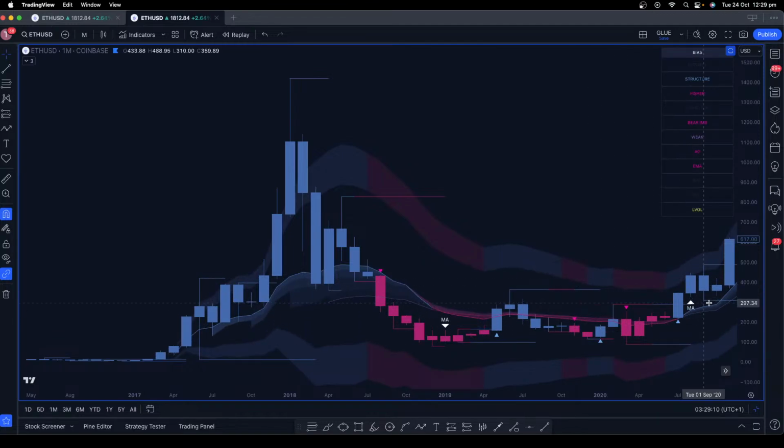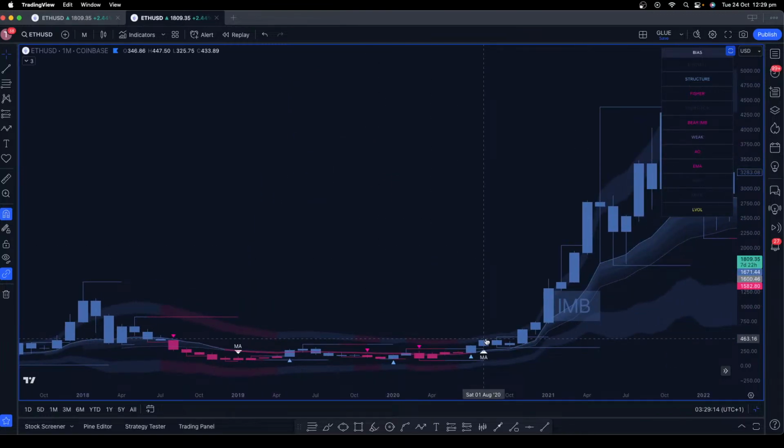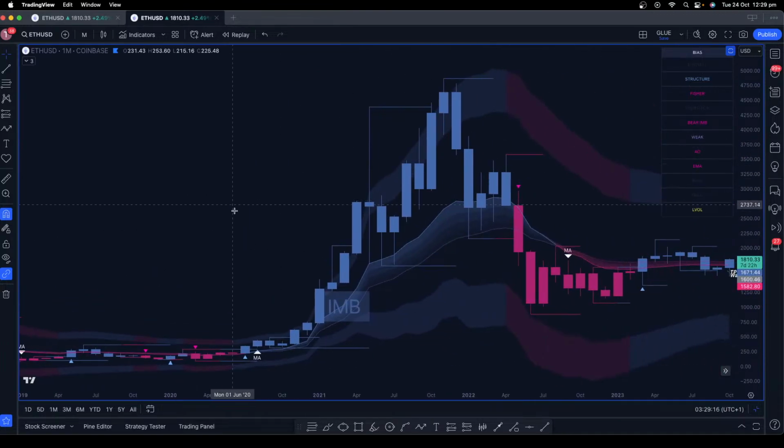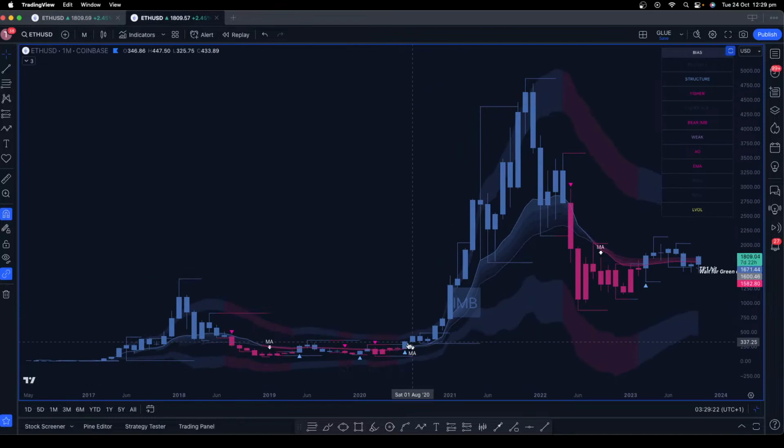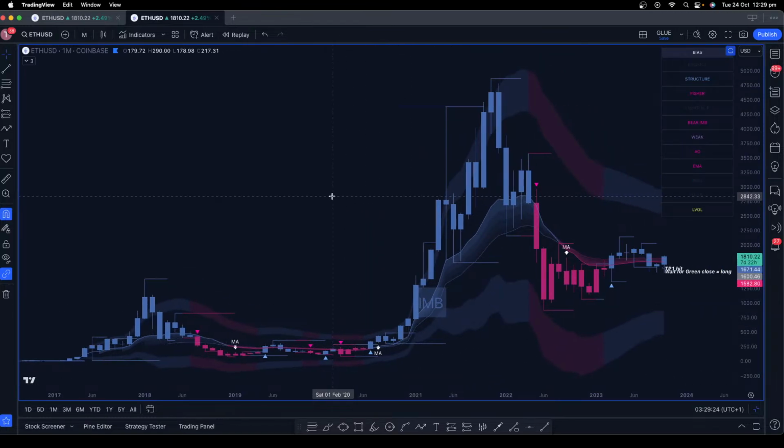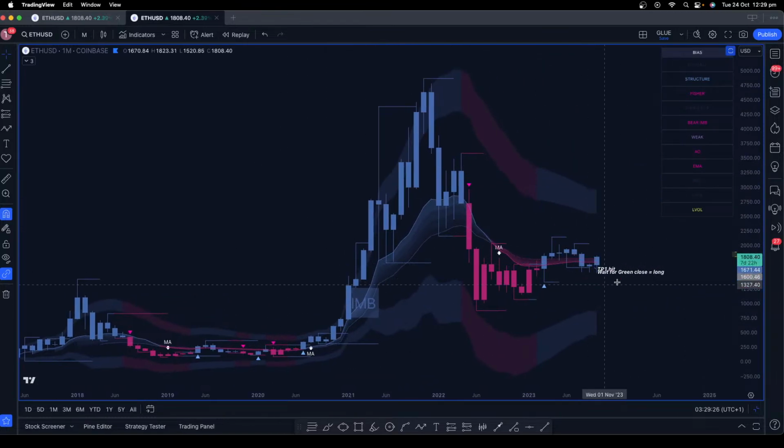It's only when that MA flipped, so the fast one flipped the slow one, that's when you start seeing the true bull market start. You see that flip on the monthly chart. So until we see this, we're not in a bull market. You can see it right here. This is not a bull market. We need to see that momentum.